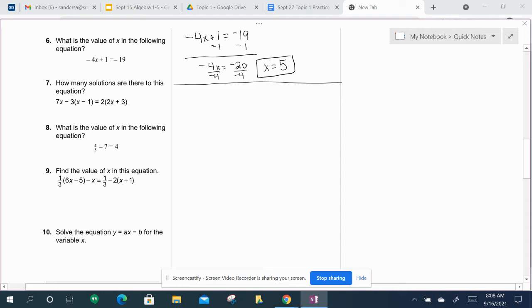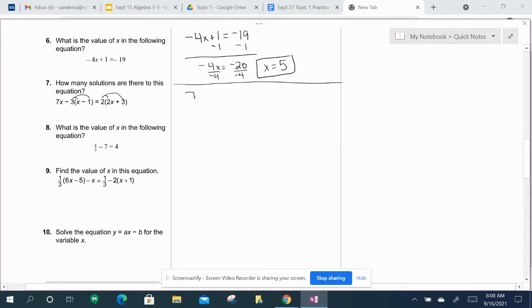All right, number 7 says, how many solutions are there to this equation? So guys, this is not asking what the solution is, it's asking how many. So my only answers are either one solution, many solutions, or no solutions. Now to find that out, I'm going to have to solve. So I'm going to start by distributing because I see some parentheses. So I'm going to distribute.